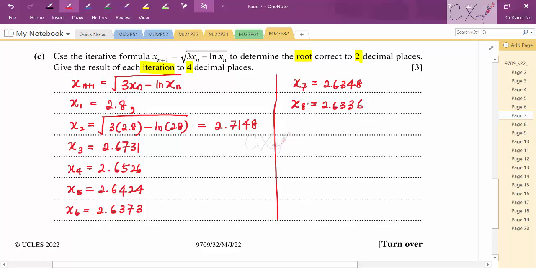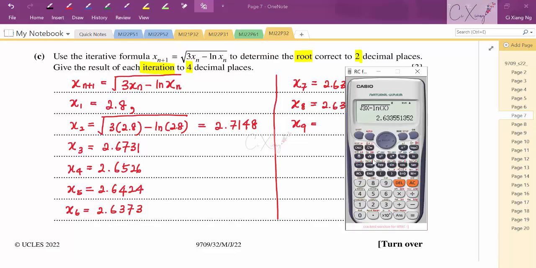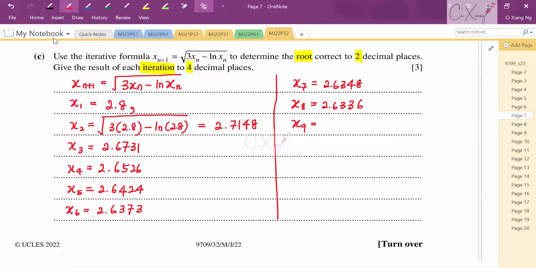Then again, I want to confirm that this is my correct answer. Then I continue again for another time. So I key in 2.6336 for now. Calculate again. This answer now is 2.6330. Okay, so if I double check the two decimal places answer for my iterations, these three have the same value, which is 2.63.